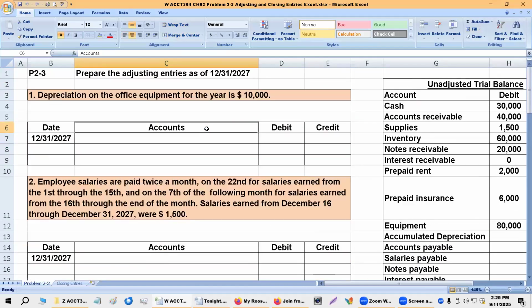Adjusting entries. This is a new one we're starting now, right? Yeah, this is problem 2-3. Got it. I should ask, are there any questions on 2-2, the journal entry ones? Now my screen's wider again. Any questions on 2-2? Okay. All right, let's go to adjusting entries.